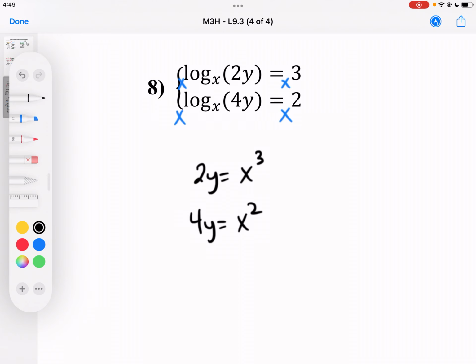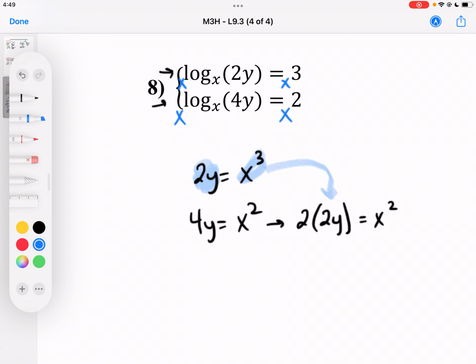Now, substitution's kind of cool. We could do the substitution method for this. So I've rewritten both of these equations. You'll notice that 4y is the same thing as 2 times 2y. And that's equal to x squared, right? Well, this is a 2y, and 2y is x cubed. So I can put that x cubed in for the 2y, and you get 2 times x cubed equals x squared.